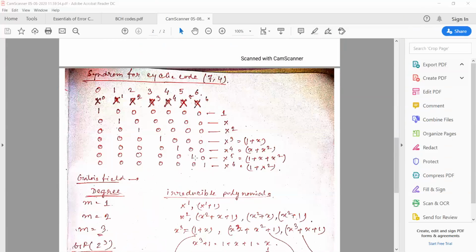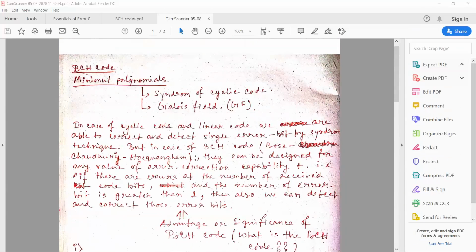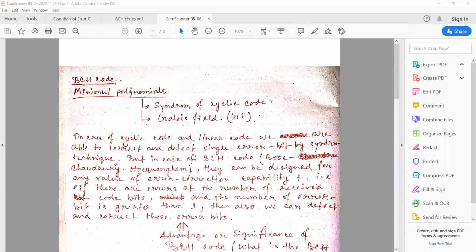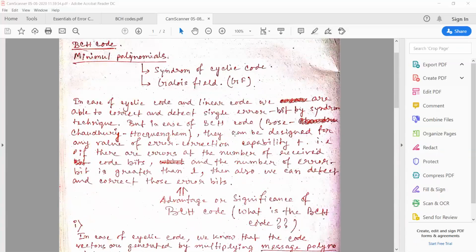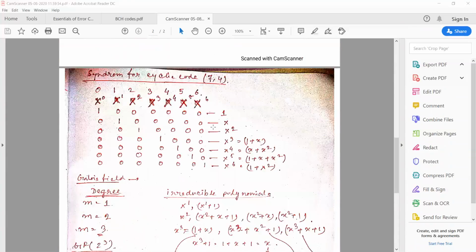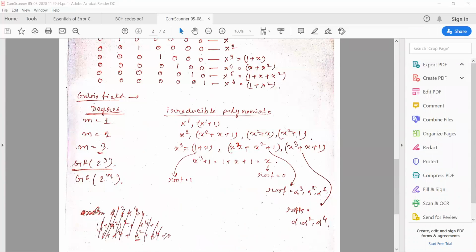Okay, so for that purpose, we have to introduce a term which is called minimal polynomials. And to discuss the minimal polynomials, we have to consider two important concepts. First of all, the syndrome of the cyclic code. We will use the result of the syndrome of the cyclic code, that means x cube equals 1 plus x, and that means 1 to x to the power 6. And also we will consider the Galois field.